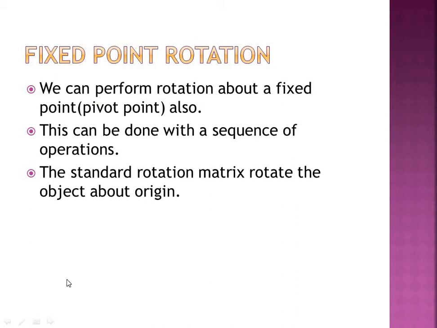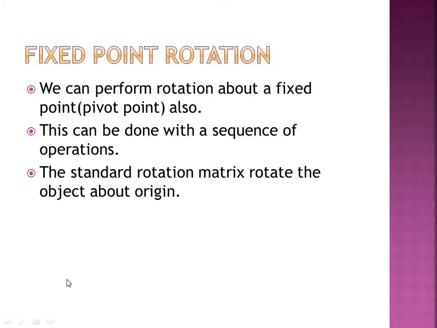The third thing that we need to specify is the direction of rotation, meaning clockwise rotation or anti-clockwise rotation. So we need to specify the direction of rotation also. These are the three things that we need to mention. If you want to know more about 2D rotation in detail, then you can watch my previous video lectures about 2D basic transformations. So shall we start with fixed point rotation?